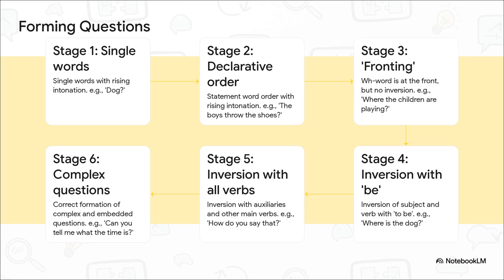It's the same story. Learners don't just magically jump to asking perfect questions. They start simple, maybe just one word with a rising tone. "Dog?" Then they learn to just say a statement and make it sound like a question. Then they figure out what words go at the front, but they don't flip the verb yet. They have to climb up these six predictable steps before they can nail those really complex questions.